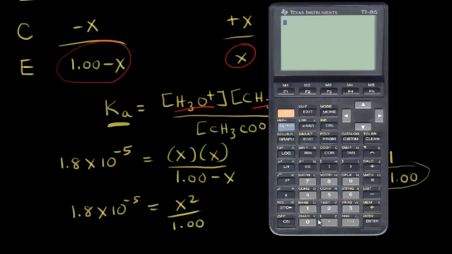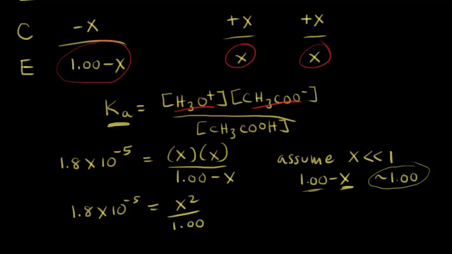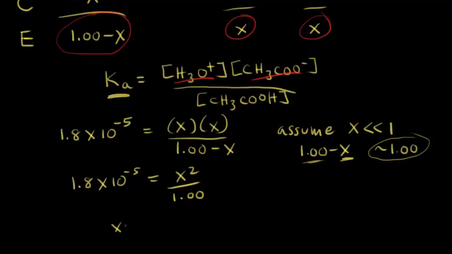Let's get out the calculator. We just need to take the square root of 1.8 times 10 to the negative 5, and we get 0.0042. Let's write that down here: X is equal to 0.0042. And remember what X represents. X represents the concentration of hydronium ion at equilibrium, so this is equal to our concentration of hydronium ion.